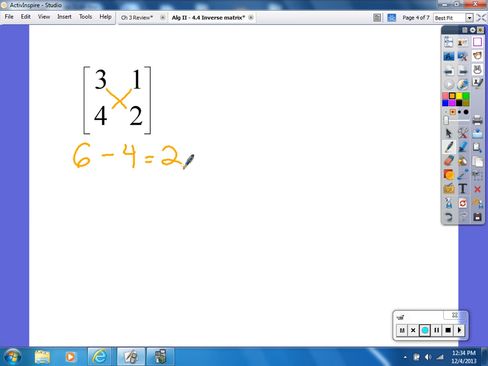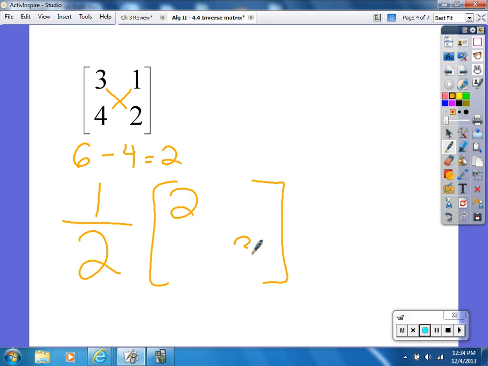And what you actually do is you take 1 over whatever the determinant is. And that's going to be my scalar. If you remember back to the week before break, we actually talked about a scalar is just a number that gets multiplied by the matrix. But it's not going to be the original matrix that we multiply by. We've got to rearrange it and switch some things around. The 3 and the 2, they switch places. The 1 and the 4, they change signs. So -1 and -4.